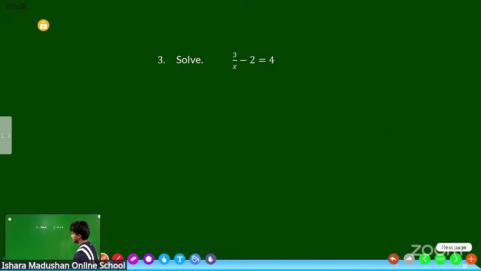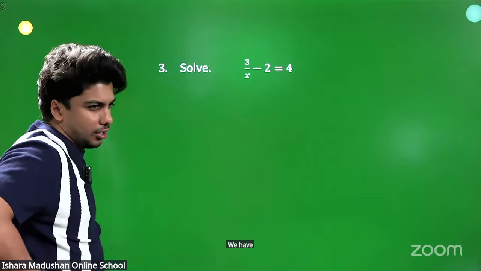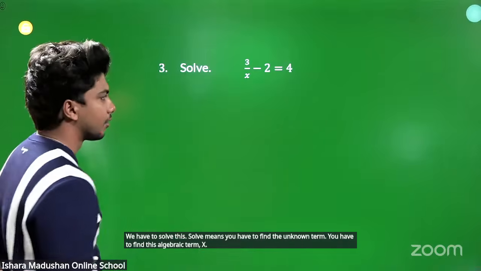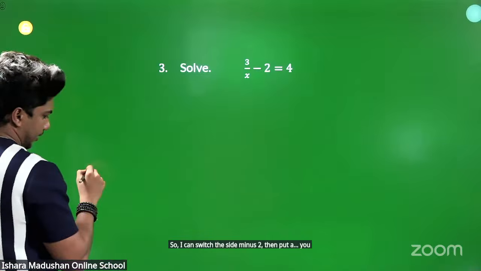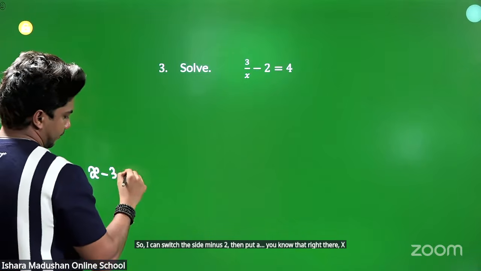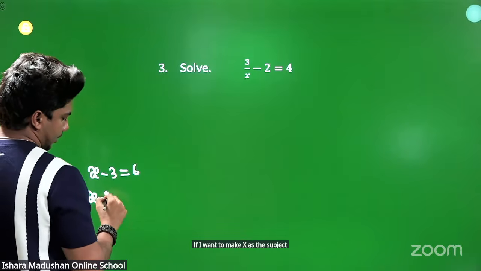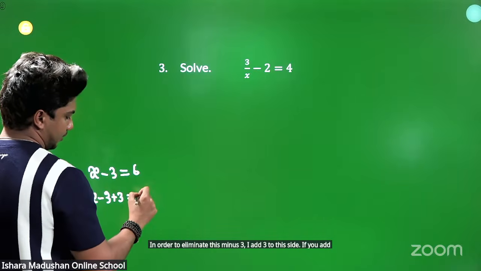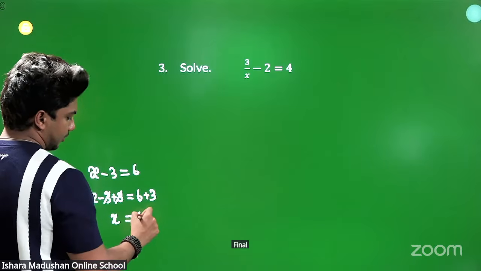Okay, here we have to solve this. Solve means you have to find the unknown term. You have to find this algebraic term x. So I can switch the side minus 2. Then, you know that, right? Then here if x minus 3 equal 6 was given, if I want to make x as the subject, what do I do? In order to eliminate this minus 3, I add 3 to this side. If you add 3 to this side of the equation, then you have to add 3 to the other side of the equation as well. Final result is this.